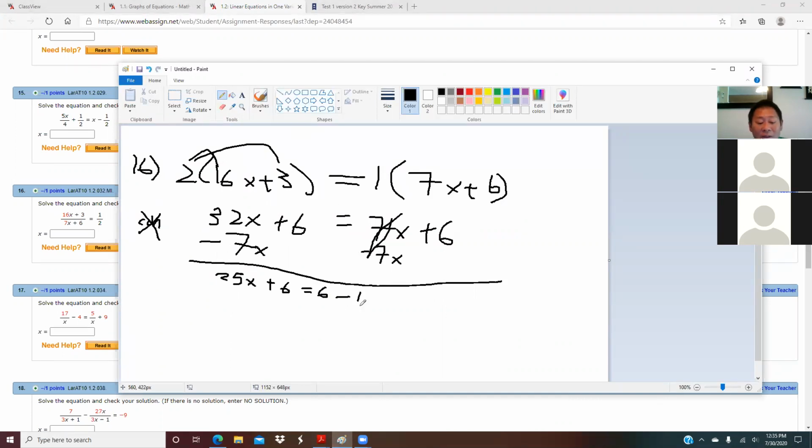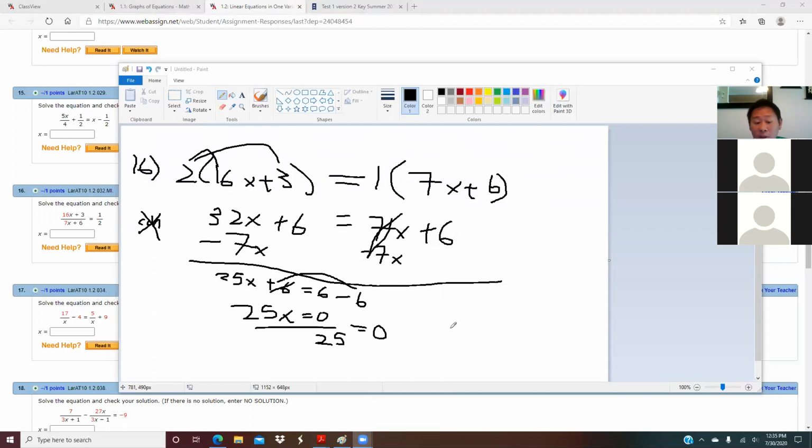So I minus 6 on both sides to get rid of this positive 6, so I get 0. 6 minus 6 is 0. And then I divide both sides by 25. And 0 divided by 25 is still 0. So that's why your answer in this case is 0. Okay. So make sure you guys know the difference between a contradiction and 0 in this case.